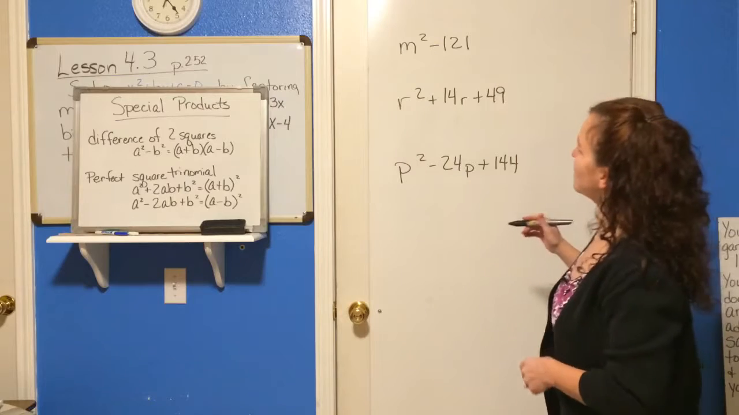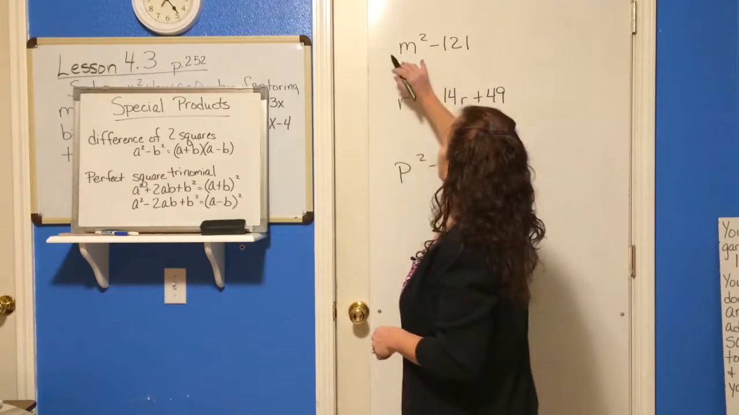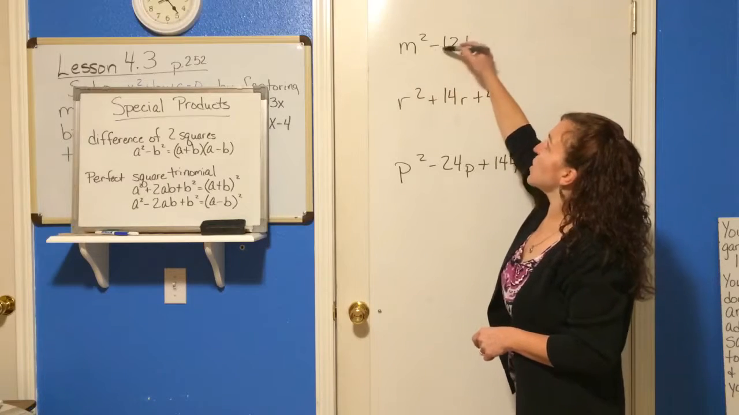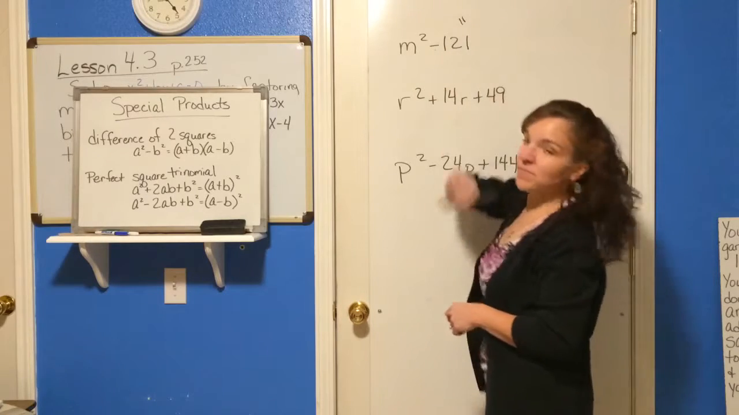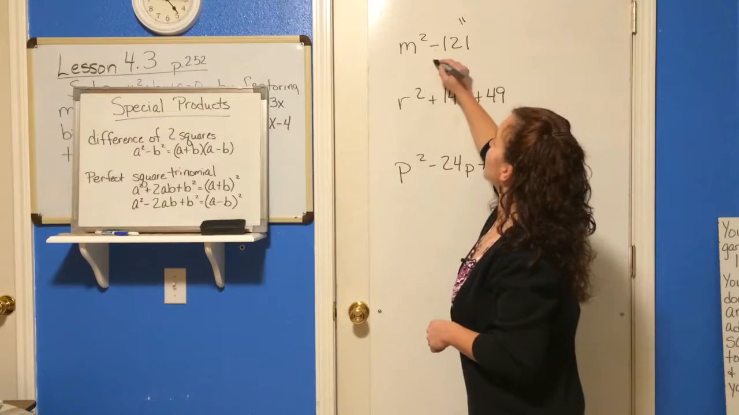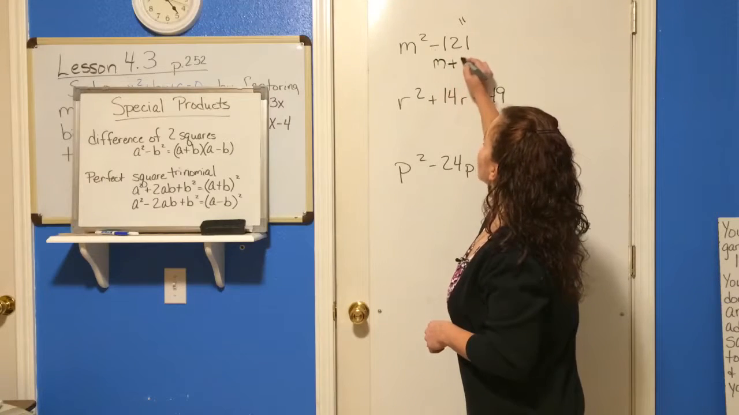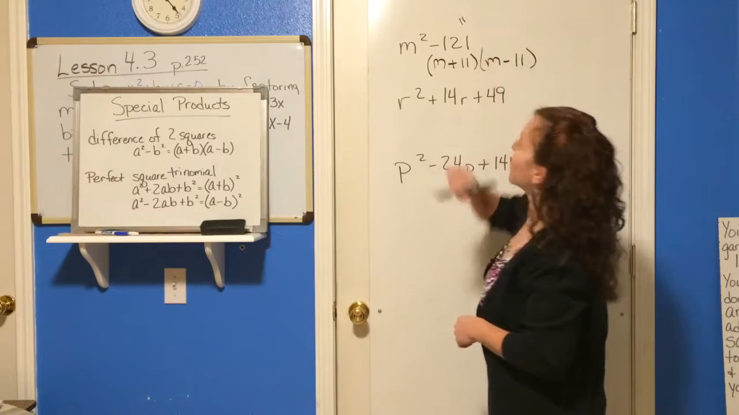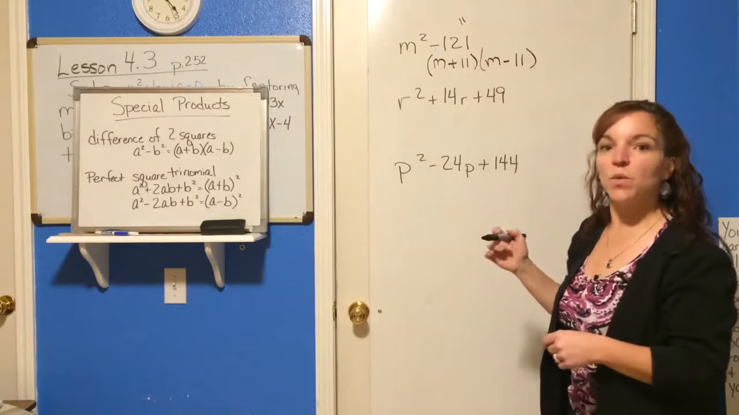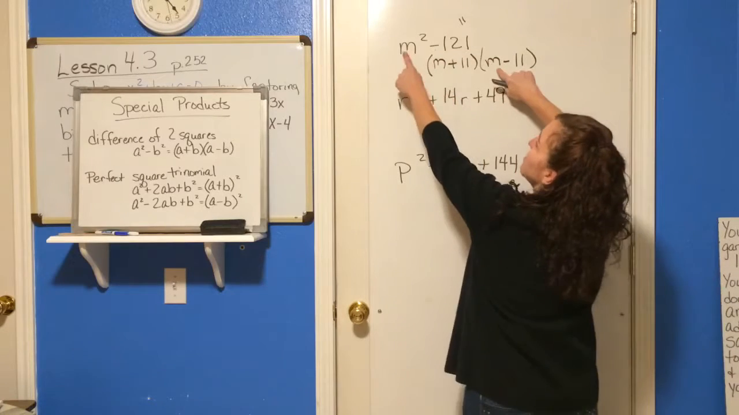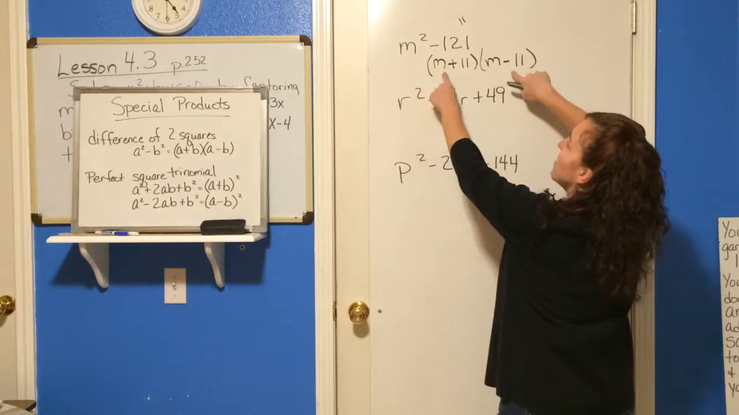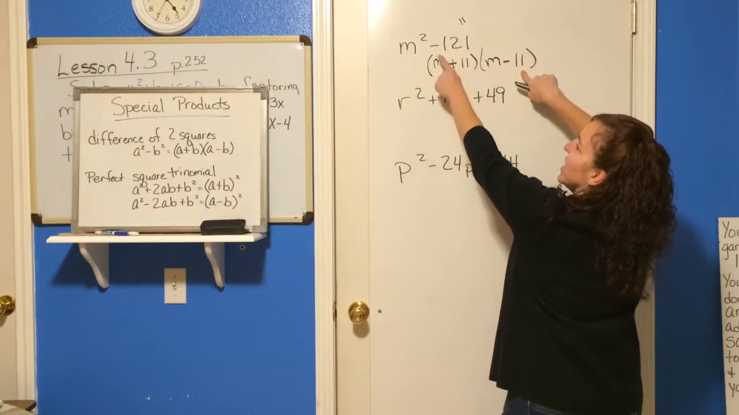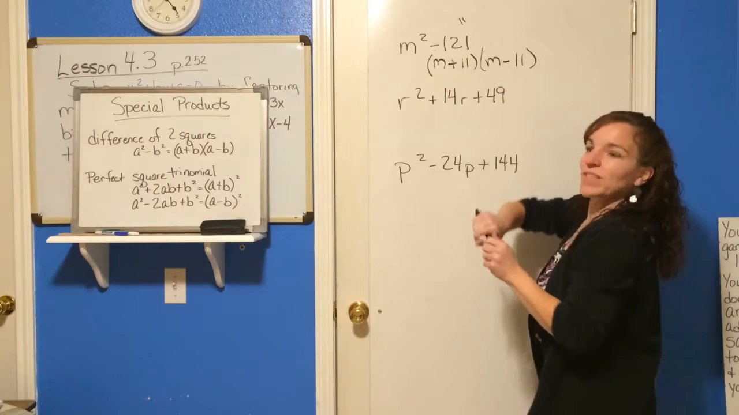All right? On the first one, you're going to look to see, ooh, this is a perfect square minus a perfect square, because the square root of 121 is 11. So you can say, oh, this is just m plus 11 times m minus 11, and be done. And if you want to check it with FOIL, you certainly can. M times m is m squared. Negative 11m, positive 11m drops out. And then 11 times 11 is negative 121 because one's positive and one's negative.